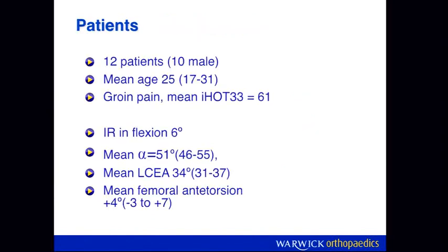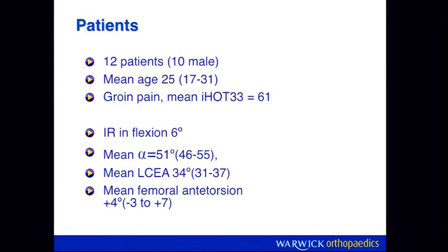So in 2011, when I decided to start doing this, we set up a protocol to identify patients for a prospective study. And since then, we've collected 12 patients, of whom 10 are male. They're reasonably young. They're all complaining, or were complaining, of groin pain. And actually, they had pretty severe groin pain with an IHOT down around 60. Internal rotation in flexion, we measured as 6 degrees. This is in a sitting position using the sort of rig that Michael Lunig and colleagues here in Bern used some years ago to measure internal rotation in a systematic way.